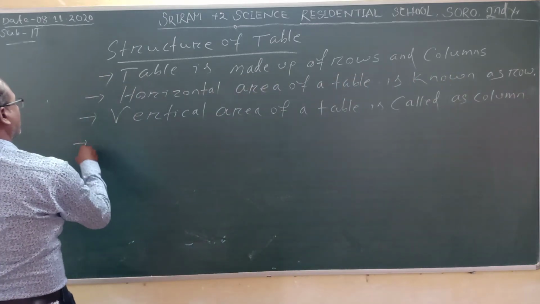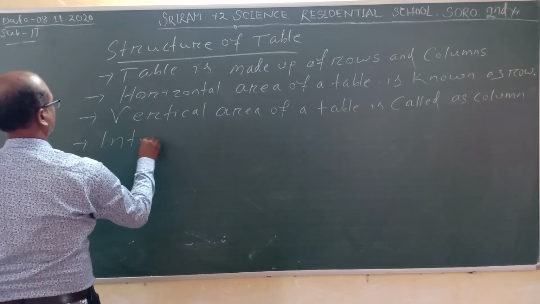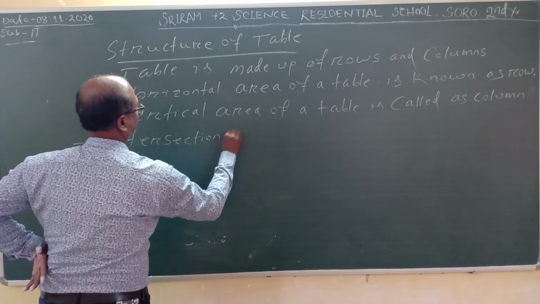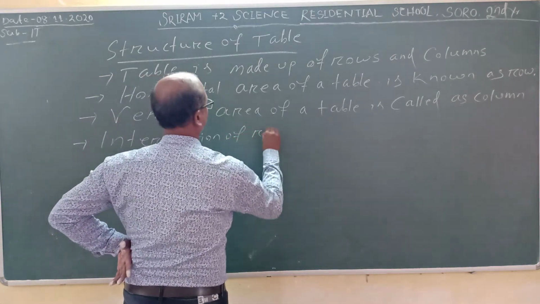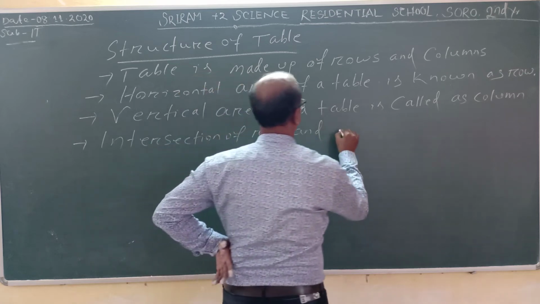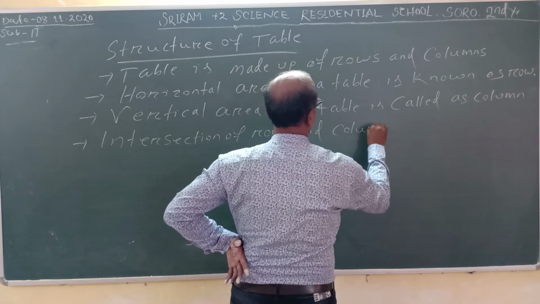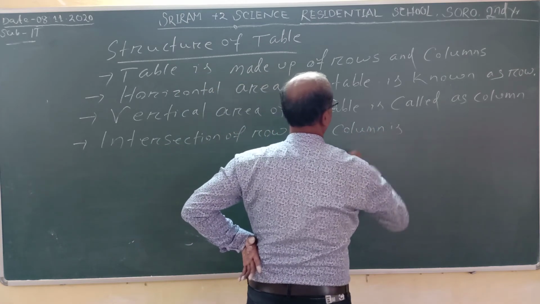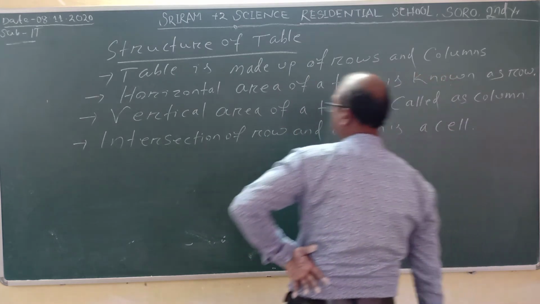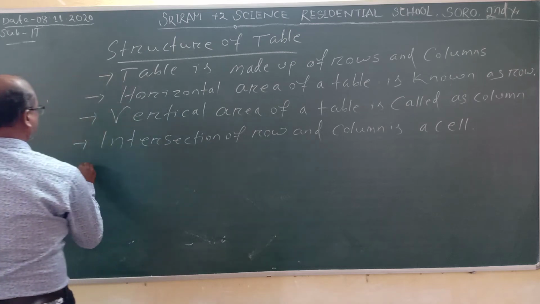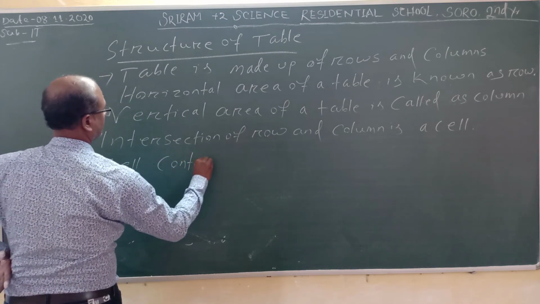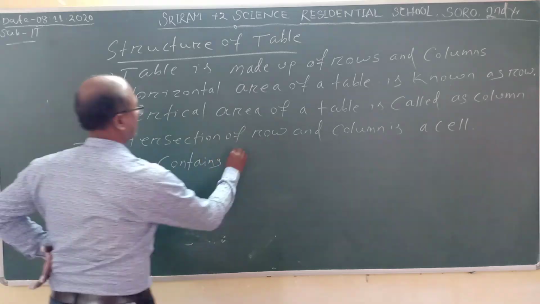The intersection of a row and a column is a cell. A cell contains the data.